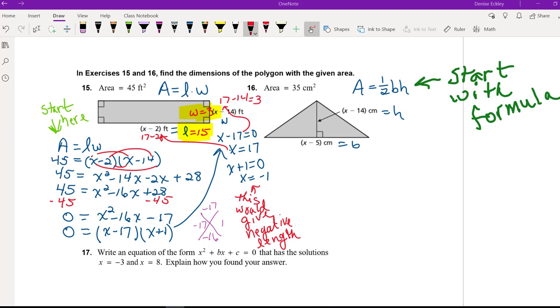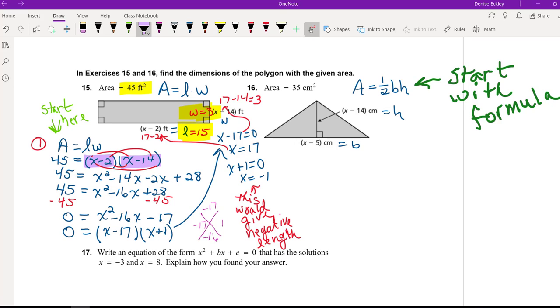So you want to start with your area formula. That's where I started, right here. That was the first thing I did. I wrote the area formula down, and then I wrote down what I knew. It was given that the area was 45 square feet, and I was given an expression for both the length and the width. So that's where the x minus 2 and the x minus 14 comes from.